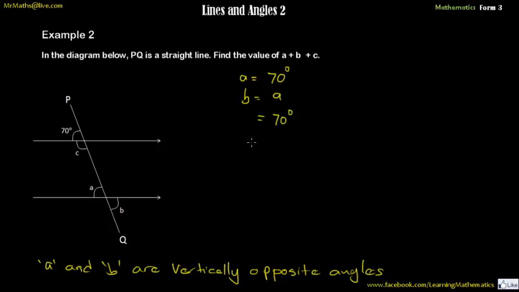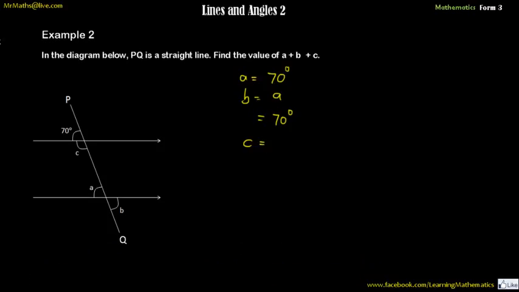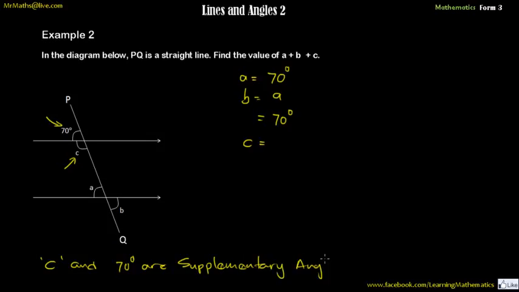So let's take a look at the value of angle C. C can be solved in two ways. First, can you see the relationship between C and 70 degrees? Between C and 70 degrees, what is their relation? Yes, C and 70 degrees are supplementary angles. And because of that, C plus 70 degrees is equal to 180 degrees. And then C is equal to 180 degrees minus 70, which is 110 degrees.